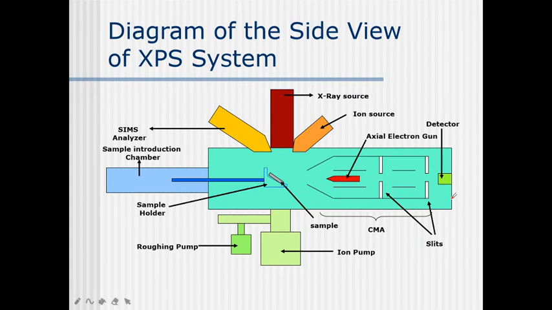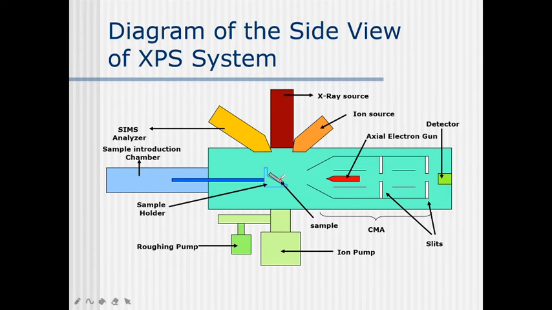Now what we try to do here is, once the X-rays and the ion source fall on the sample, first the sample gets introduced by the first chamber and second chamber. The first chamber has vacuum, the second chamber has ultra high vacuum. Once the sample is introduced, the X-ray source and the ion source will fall on this sample.